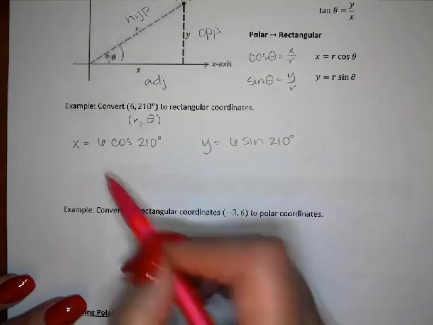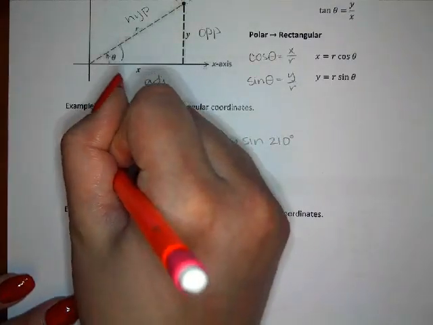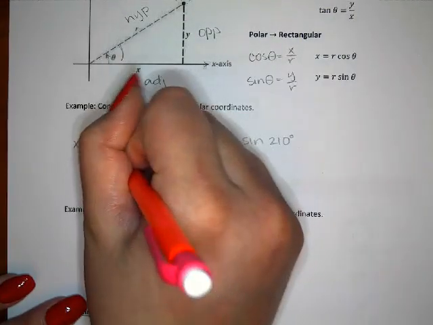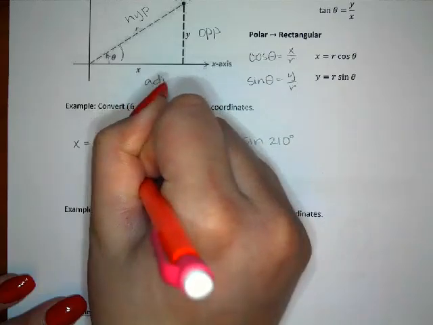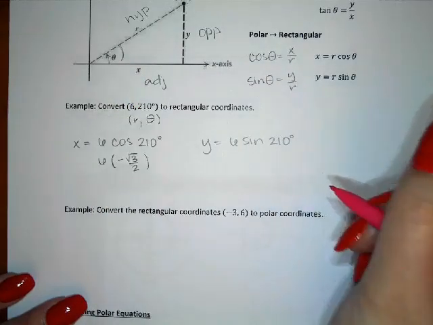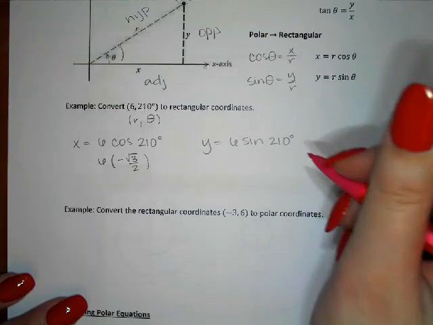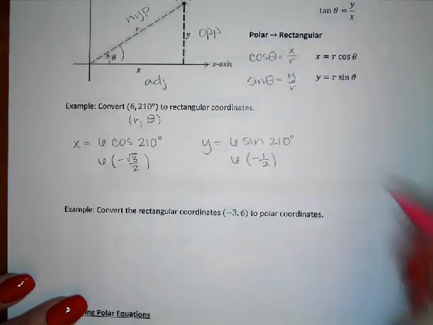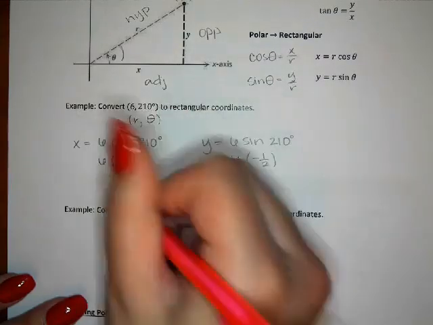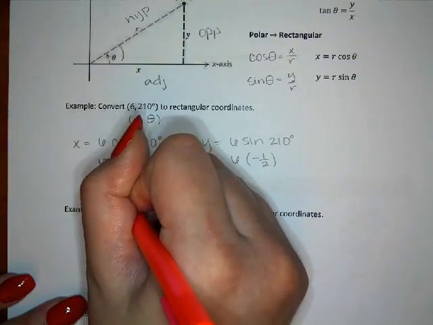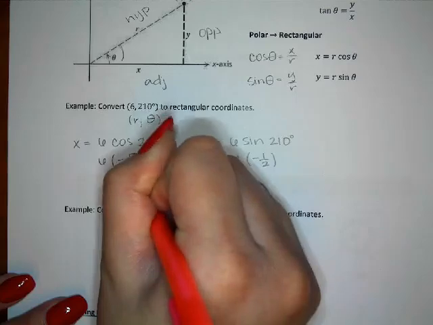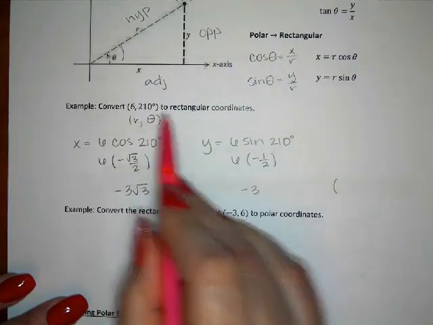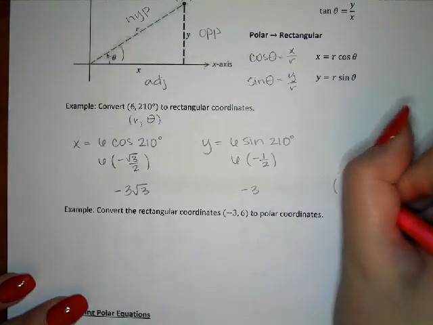So 210, cos of 210 is negative root 3 over 2. That's 7 pi over 6. And then sine of 210 is negative 1/2. So 6 divided by 2 is 3, so this is 3 times negative root 3. And then that's negative 3. And so if we were to convert this into rectangular coordinates, it'd be negative 3 root 3, comma, negative 3.